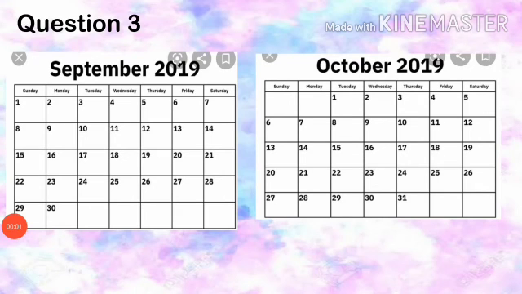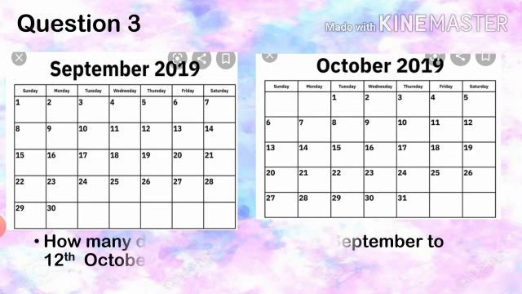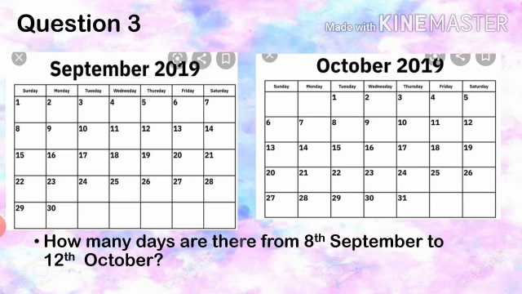Let's move on to the third question. Here they have given the month of September and October. So let's see what is the question. How many days are there from 8th September to 12th October? So they are asking from 8th September till 12th. So I don't want the days before 8. From 1 to 7 I don't want. I have to start only from 8th.